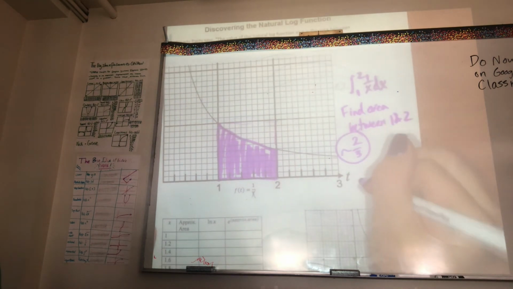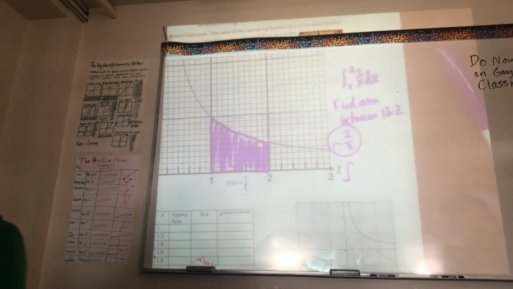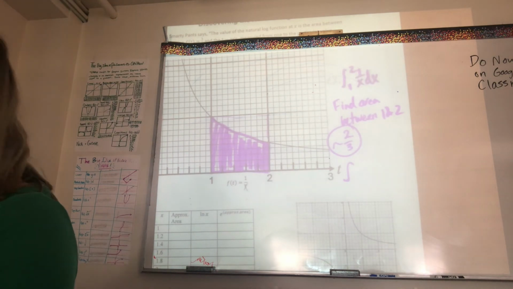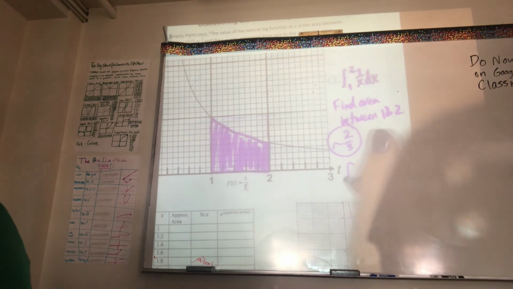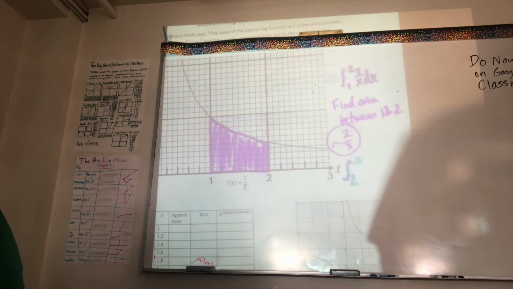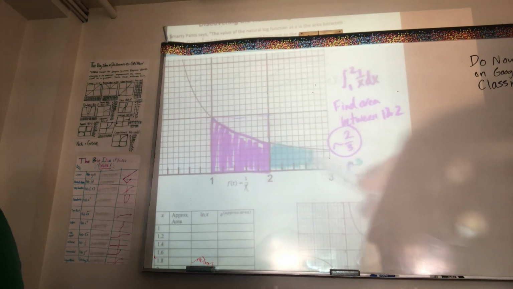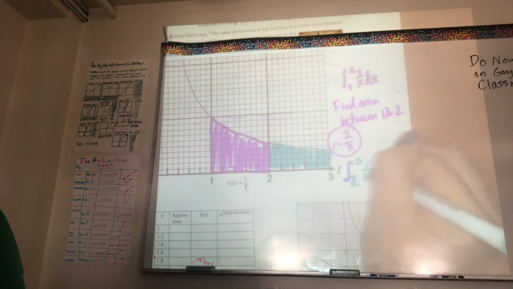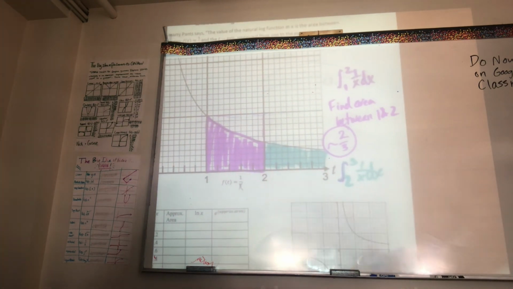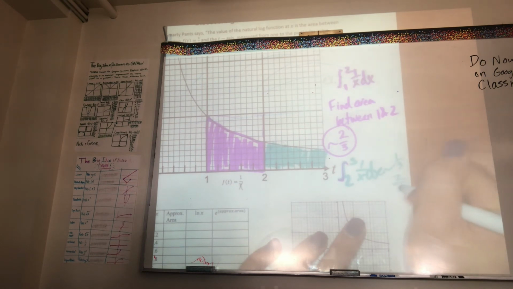If I wanted to integrate from 2 to 3, that would be this area, right? Of 1 over x dx. What do you think the answer for that one would be? 1/3? Yeah, sure. 2/5? I'd say like 40%. So it's about 1/3, 2/5, great.